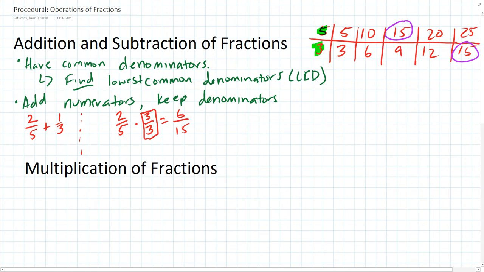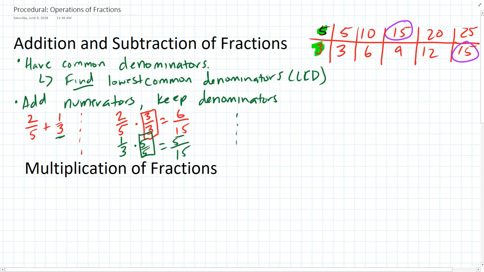I'm going to go ahead and do the same thing now for 1/3. And let's go ahead and use a different color. So that was 2/5 in the red, 1/3 is going to be in the green here. 1/3 times, 3 times 5 is 15, so I'm going to multiply by the giant 1 5/5. 1 times 5 is 5. 3 times 5 is 15, so 1/3 is equal to 5/15.